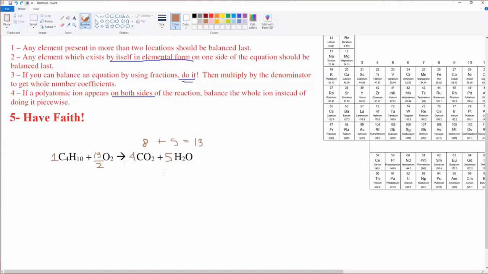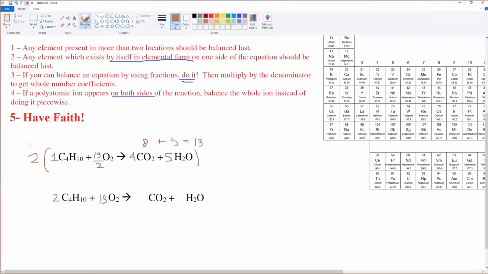Double check, verify. Yes, I do. There's 4 carbons, there's 10 hydrogens, and there's 13 oxygens. So now I'm just going to take the whole thing and multiply it by 2. And when I do that, the coefficient in front of the C4H10 becomes 2, and the coefficient in front of the oxygen becomes 13, right?